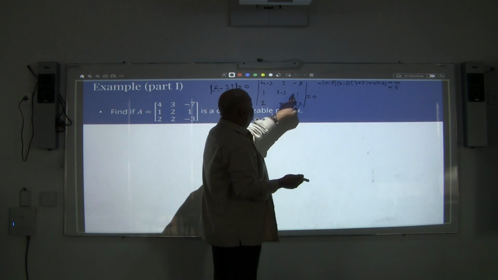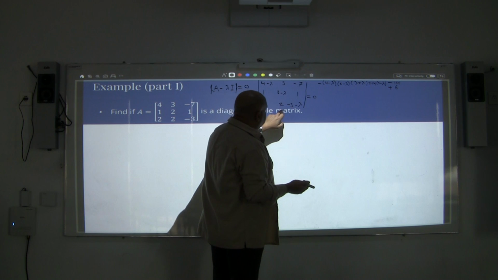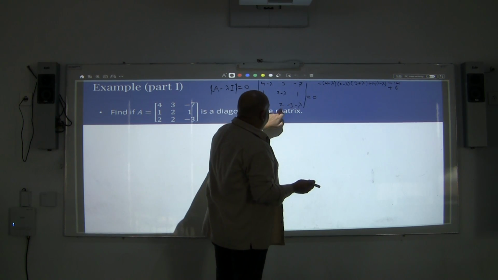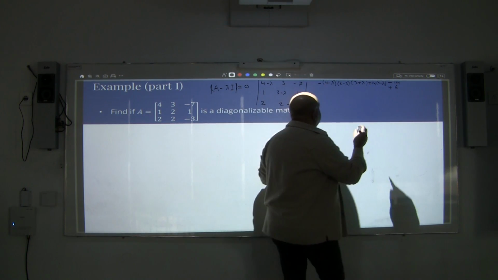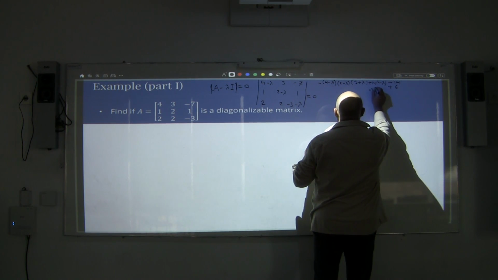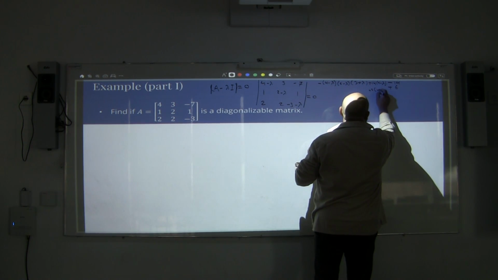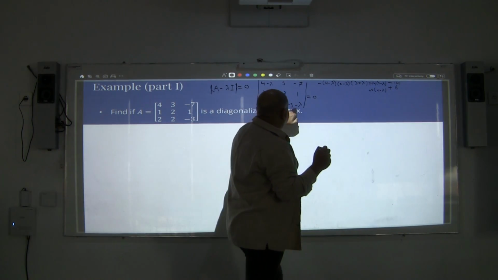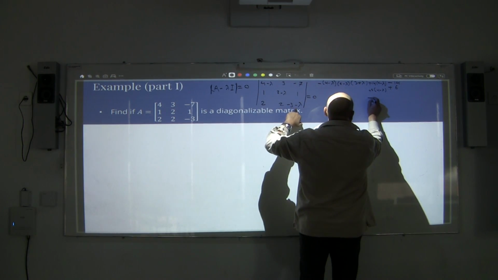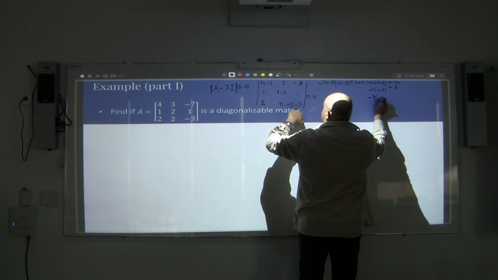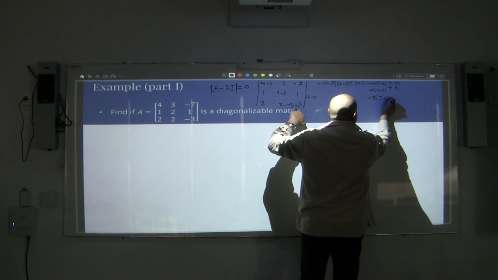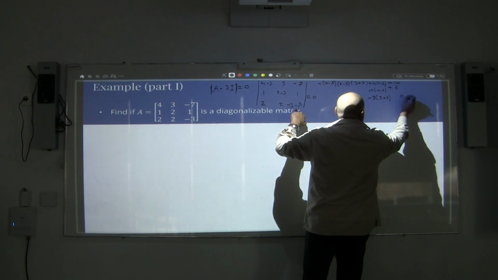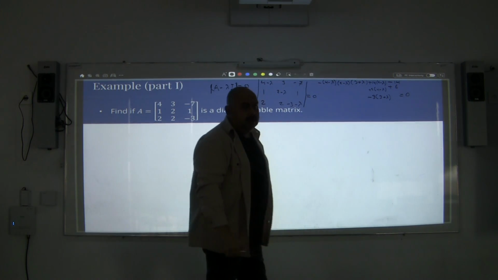Then I will have 1 times 2 times 4 minus lambda. So I will have plus 2 times 4 minus lambda. Then I will have 3 times 1 times this value, which is going to be negative 3 times 3 plus lambda. And all of this is equal to 0.